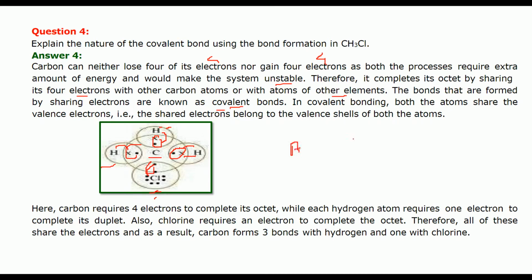Say this is A, this is B, A has this, B has this, so they share these. The shared electrons are in the valence shell of both atoms. This is A's, this is B's. So carbon requires 4 electrons to complete its octet. What about hydrogen? Hydrogen atom requires 1 electron to complete its duplet. So hydrogen is completing its duplet here. And what about chlorine? Chlorine requires 1 electron to complete the octet. So it already has 7, and this 7th one will combine with this one, so it will make its own octet 8. So in all these cases they share electrons as a result. Carbon forms 3 bonds with hydrogen, 1, 2 and 3, and then 1 with the chlorine, which you see here.